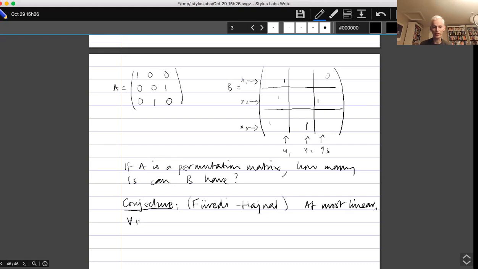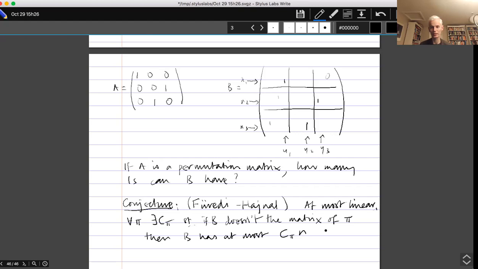if B doesn't contain the matrix of pi, so the permutation matrix corresponding to pi, then B has at most C pi n ones, where B is an n by n matrix.